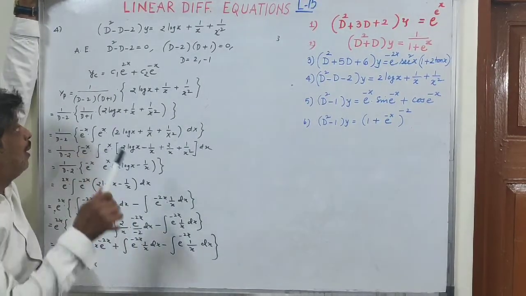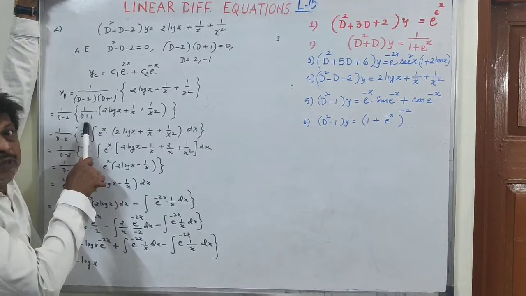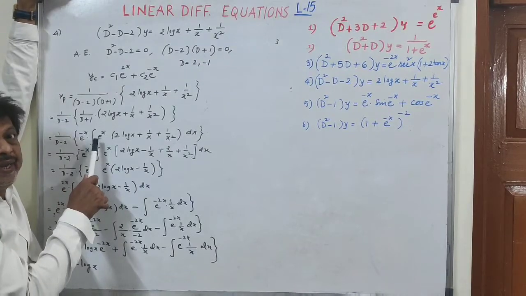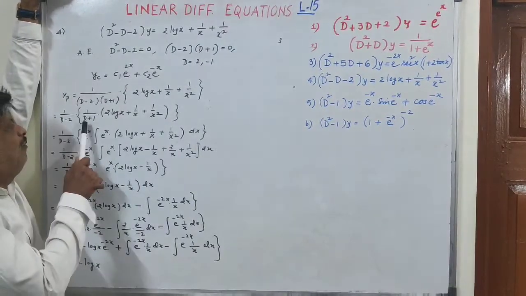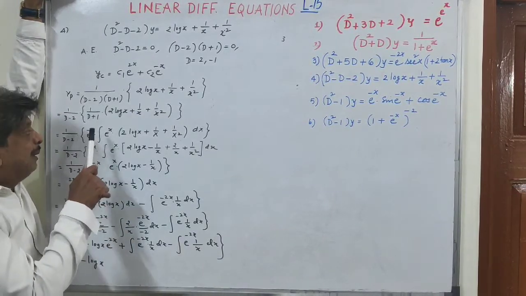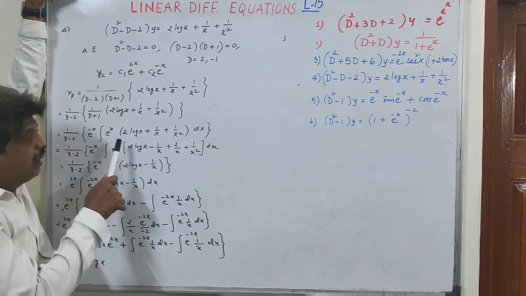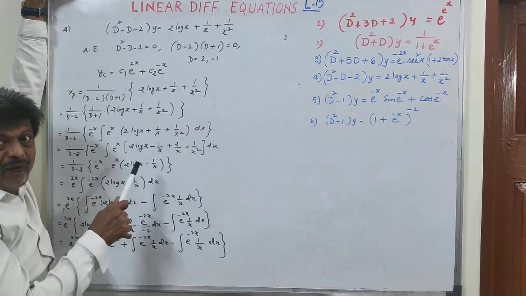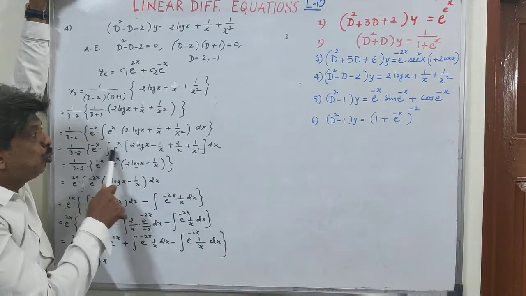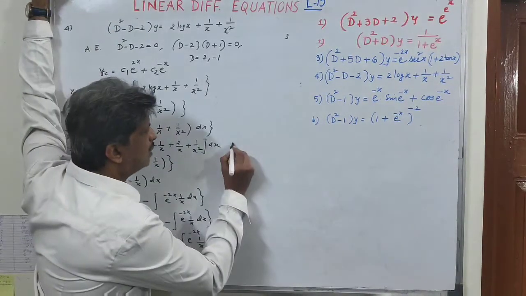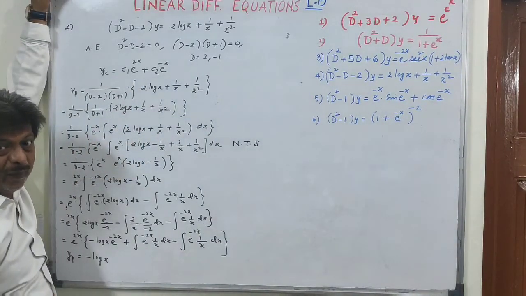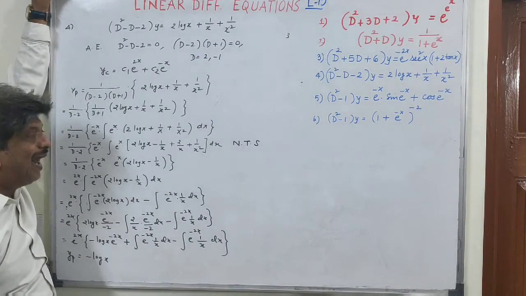Now, here I am operating D plus 1 first. Why D plus 1 first? Because it is generating this e power x. So if I am operating D plus 1, that means by the general integral formula, e raised to power minus x into integral e raised to power x into this f of x. And this f of x, 2 log x plus 1 by x plus 1 by x square, you should note this step. NTS, note this step.